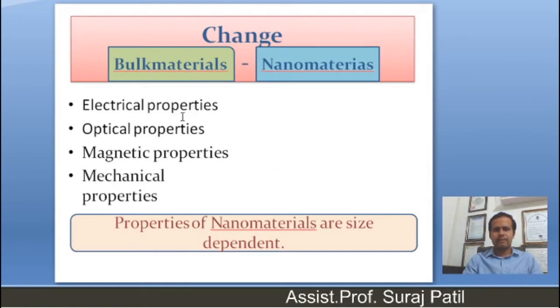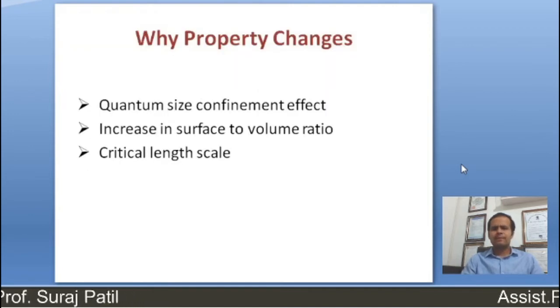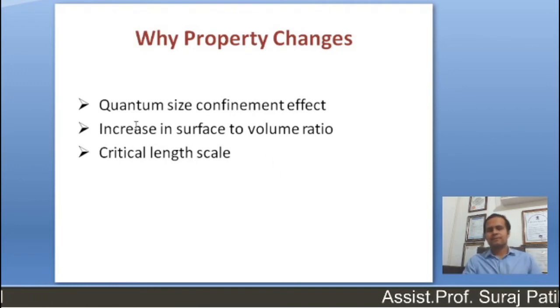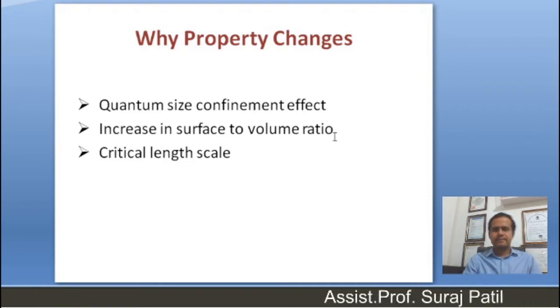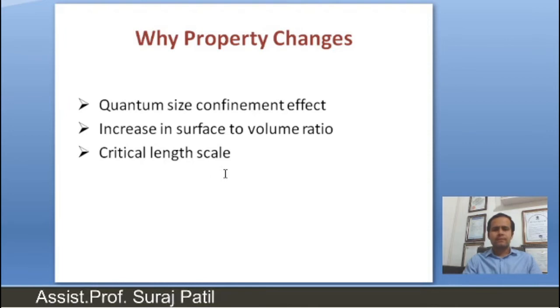For example, at bulk level the electrical conductivity is different, and if we drop its size to the nano level, its electrical conductivity will change. So these are the changes when we go from bulk to nano. Now why do these properties change? There are some reasons. The first one is the quantum size confinement effect, which we will understand in the next slide. The second is the increase in surface to volume ratio: as we go to the nano level, the surface to volume ratio increases, and for that the reaction rate increases, and so many things. Next is the critical length scale.